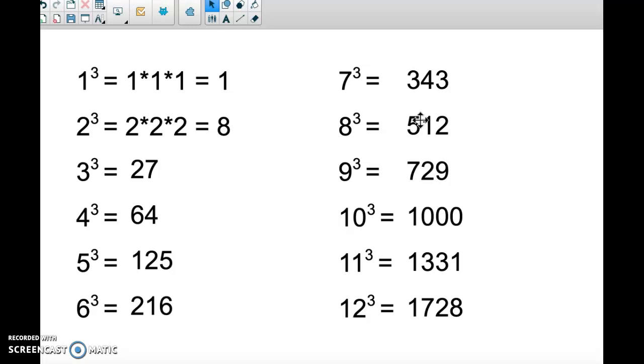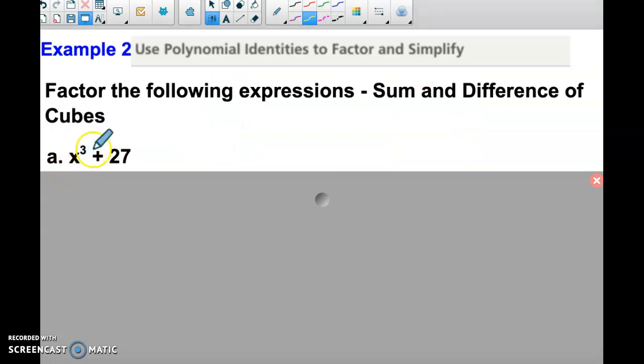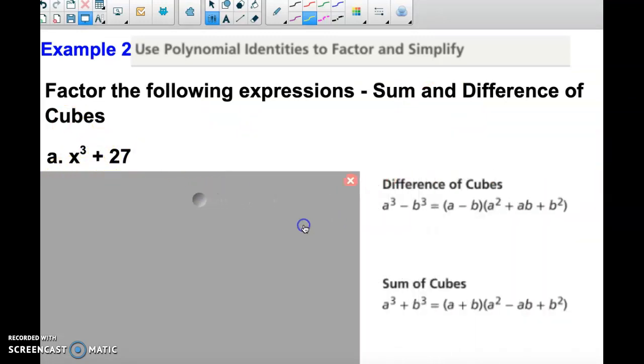And what we want to point out now is all of these are what we call perfect cubes. So we want to become familiar with these numbers, okay? So now when we go back to do this example, x cubed plus 27, I have 2 different options. I can do the formula for difference of cubes or the formula for sum of cubes. There's only one correct form. Which one do you think it is?